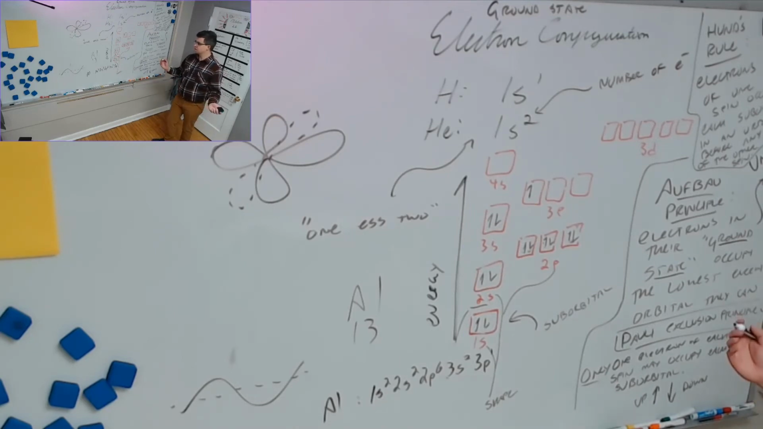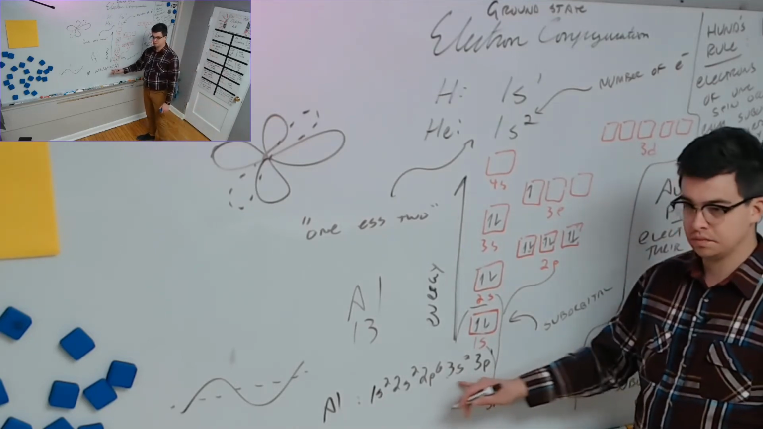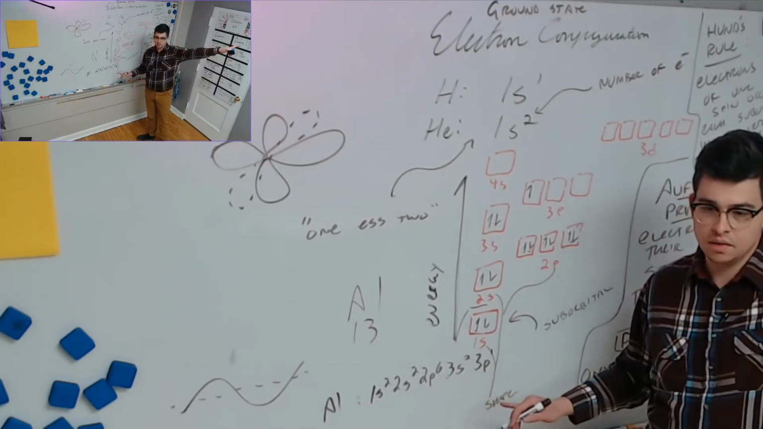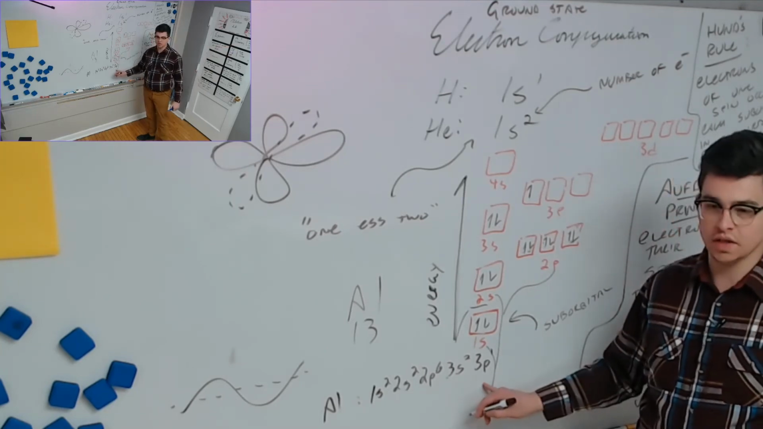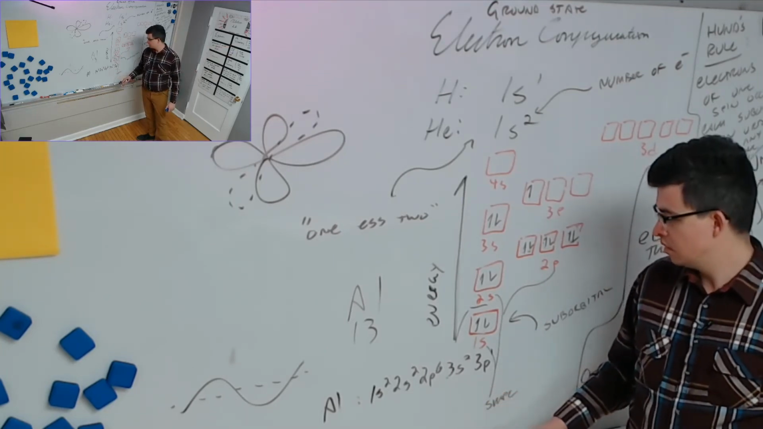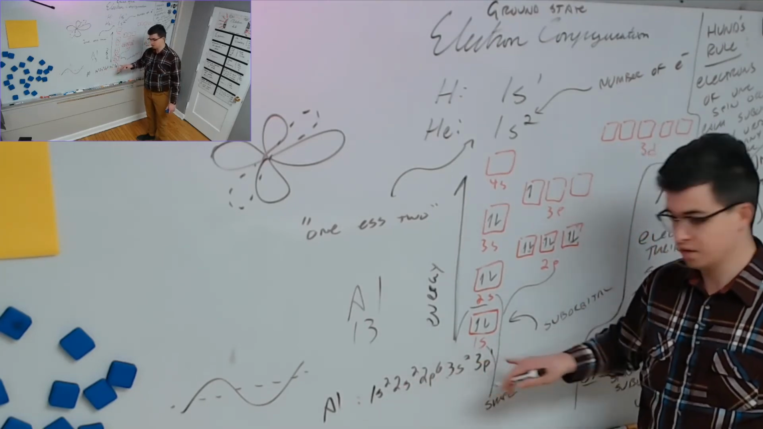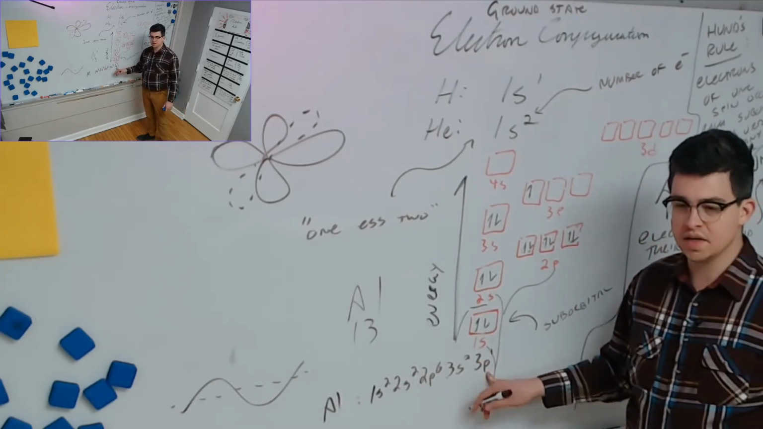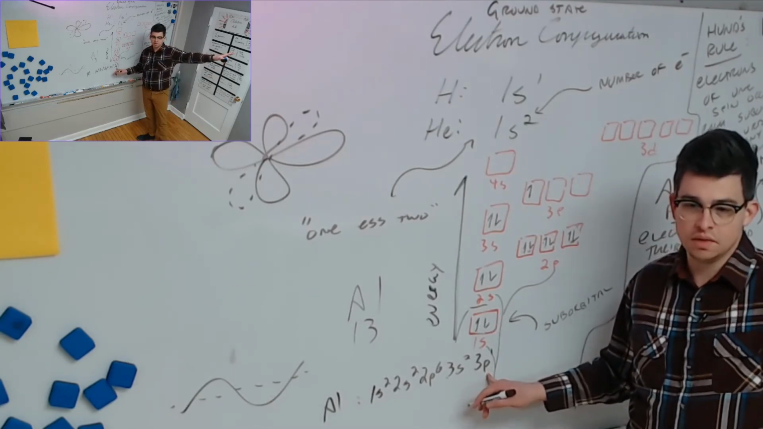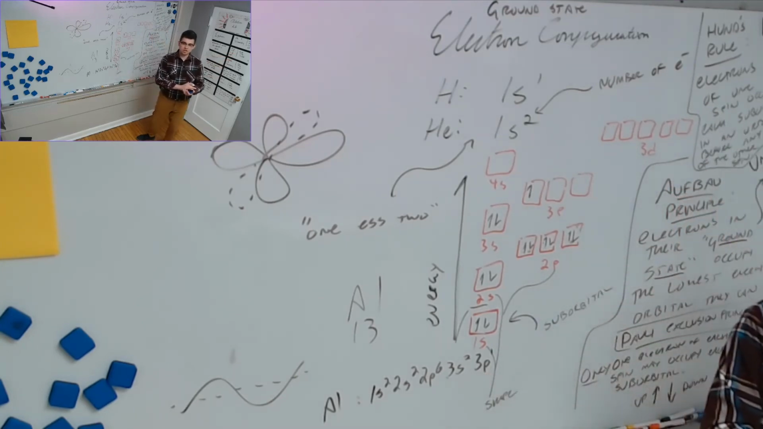How many valence electrons does aluminum have? 3. Does that match? Yes. How many total electrons does aluminum have? 13. Does that match? 2, 4, 10, 12, 13. Yep. This says aluminum's in the P block. Is that true? Yes. Every element is just 1 more electron beyond the one before it.